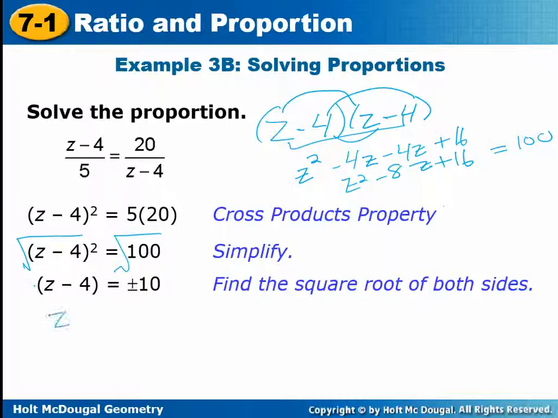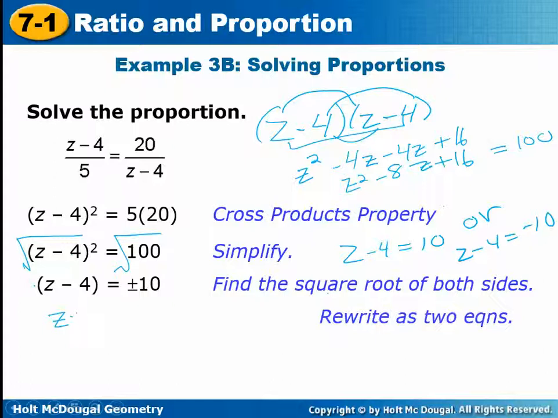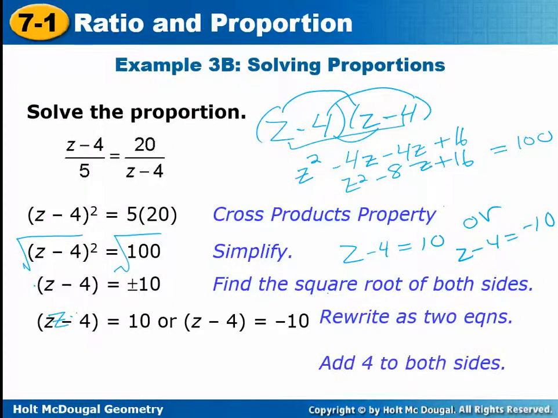And then you'd have z minus, I better write it over here, they're going to write it on top of mine, z minus 4 equals 10, or z minus 4 equals negative 10. So you'd have two small equations to solve. And then when you solve them by adding 4 to both sides, you get two different answers, 14 or negative 6.